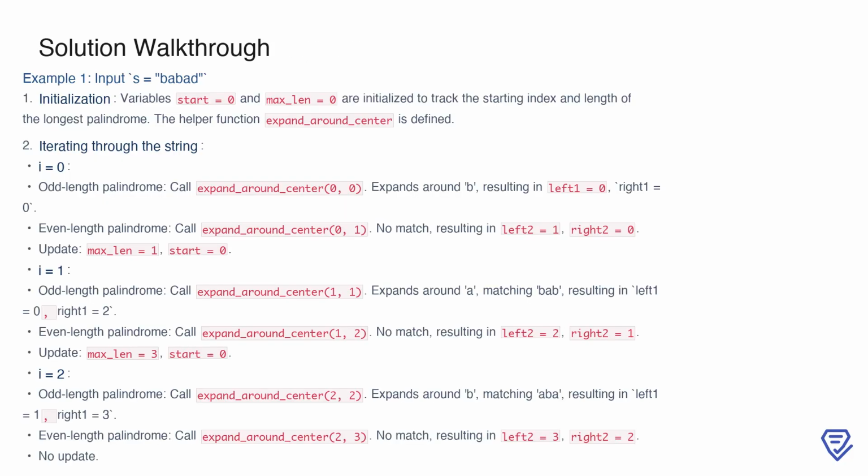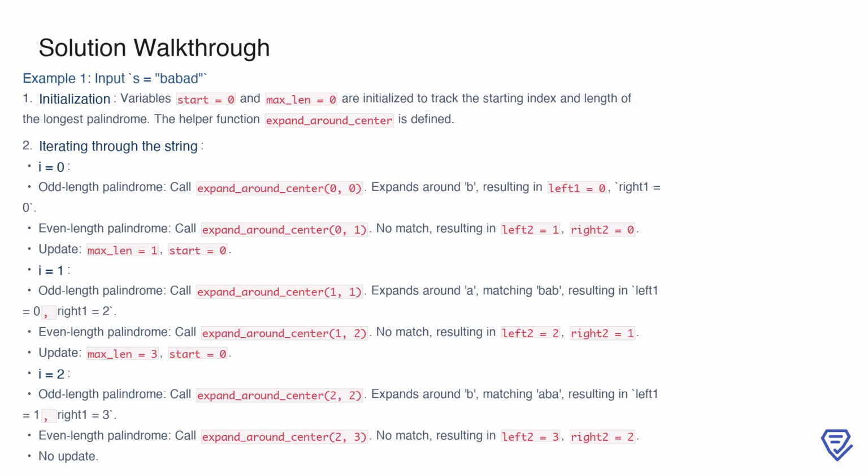To solve the problem of finding the longest palindromic substring, we start by initializing two variables, start, which tracks the starting index of the longest palindrome found so far, and max_len, which stores its length. We also define a helper function called expand_around_center to efficiently check for palindromes by expanding outward from a given center. Now, we iterate through each character in the string.